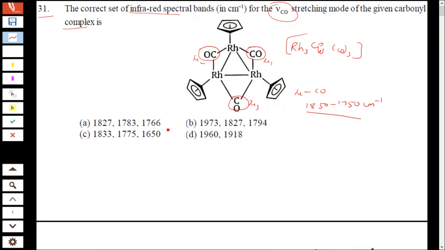In this, option B was ruled out. In option D, only two stretching frequencies were given, so option D was also ruled out. In option A and option C, you see, in option C it is 1650. This is a very low range. Hence, option C was also ruled out. Hence, option A is correct.